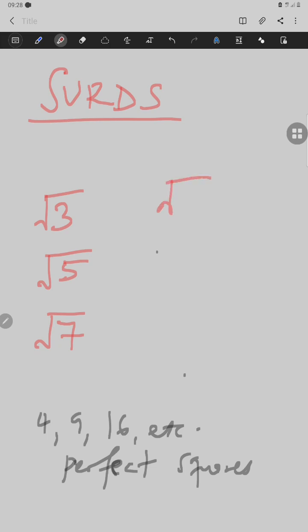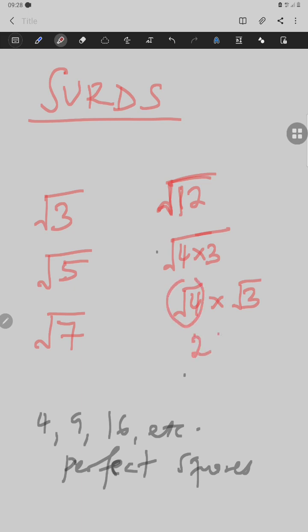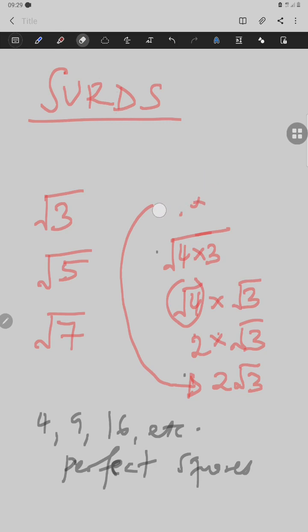How about if I have the square root of 12? This one can be simplified. So we cannot call this one a surd. It can be simplified into what? The square root of 4 times 3, and this is the same as the square root of 4 times root 3. The square root of 4 gives me 2, so this gives me 2 root 3. So you can see that the square root of 12 can be simplified. All right. So we cannot call the square root of 12 a surd.